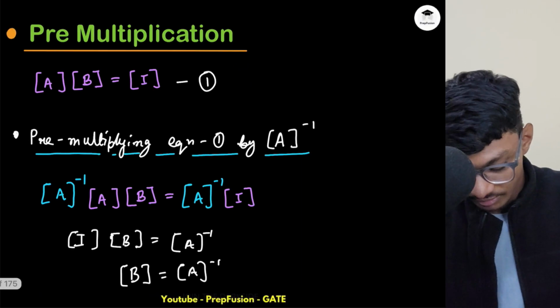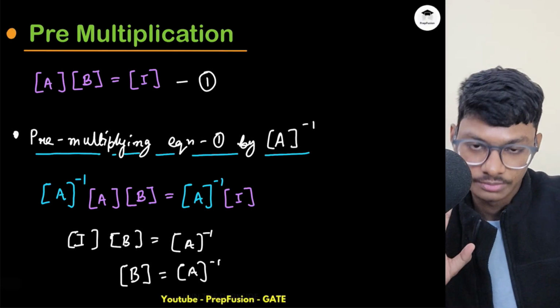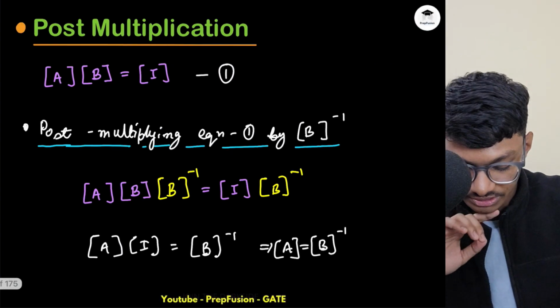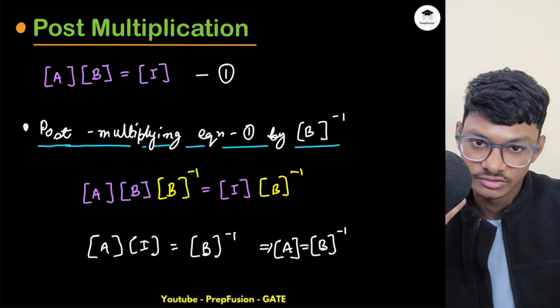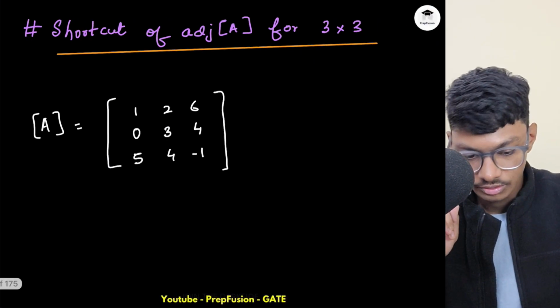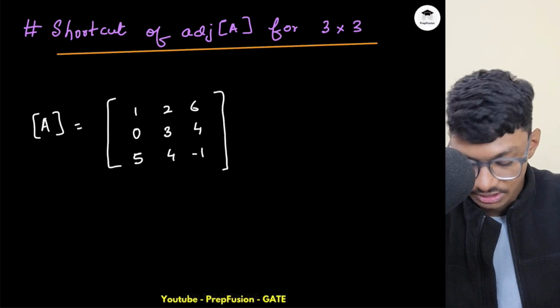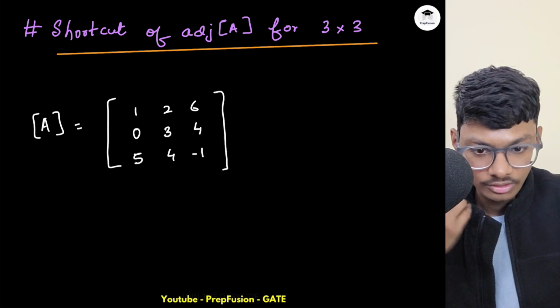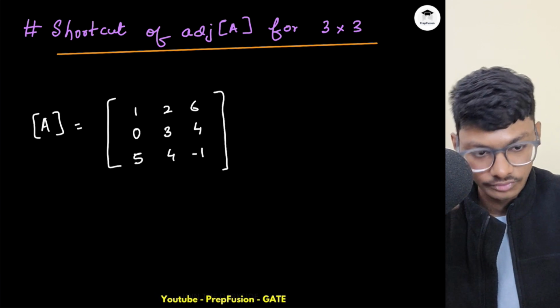Okay, so I just wanted to tell you what post-multiplication and pre-multiplication mean, and we got these two relationships. B will be equal to A inverse and A will be equal to B inverse. So basically the inverse of an inverse is the same element itself. So yeah, that is one thing. Now I told you about the post-multiplication. Now let's understand the shortcut for a 3x3 matrix. I will tell you about the shortcut for the adjoint and then we'll directly do it.